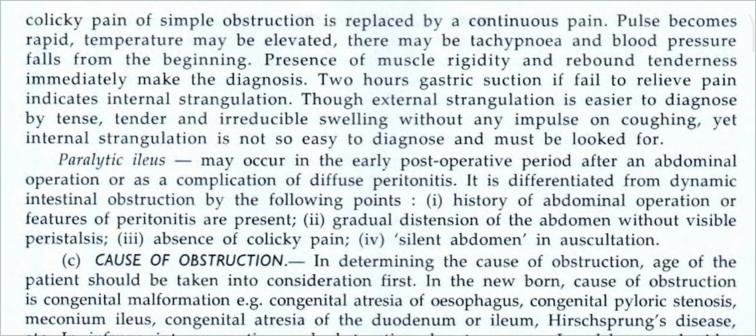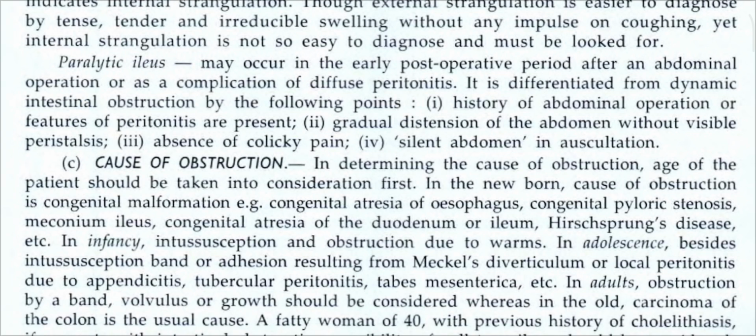Paralytic ileus may occur in the early postoperative period after an abdominal operation or as a complication of diffuse peritonitis. It is differentiated from dynamic intestinal obstruction by the following points. History of abdominal operation or features of peritonitis. Gradual distension of the abdomen without visible peristalsis. Absence of colicky pain. Silent abdomen on auscultation.